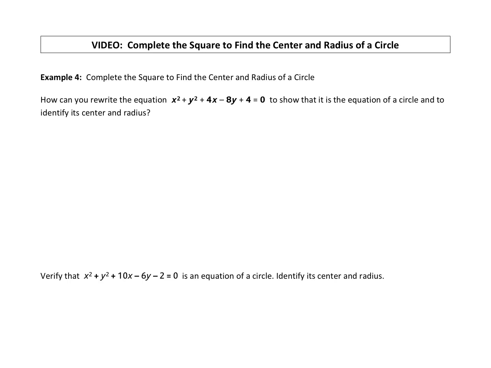All right, we made it to our last video of this lesson. We're going to complete the square, which we went over in the previous lesson, so hopefully that'll come a little bit more quickly. We're going to complete the square to find the center and radius of a circle.